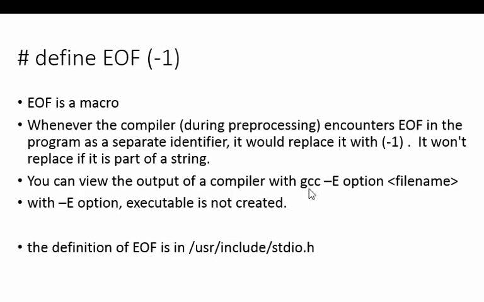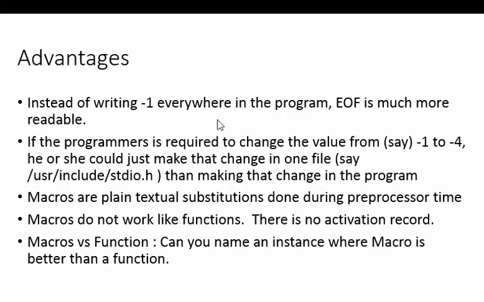You can view the output of the preprocessor using the GCC -E option. I'll also show that in a minute. And when you use the -E option, the executable a.out is not created. Like I said, instead of writing -1 everywhere in the program, we use EOF. It's much more readable. And in case you were to change -1 to -4 or -5, you only change this file. You don't change your program.